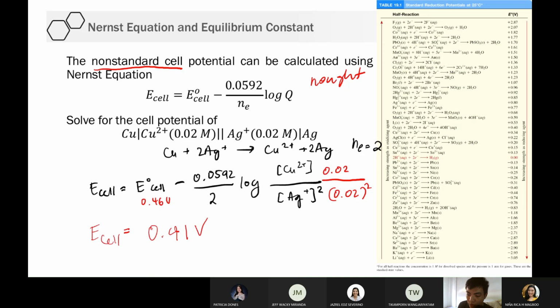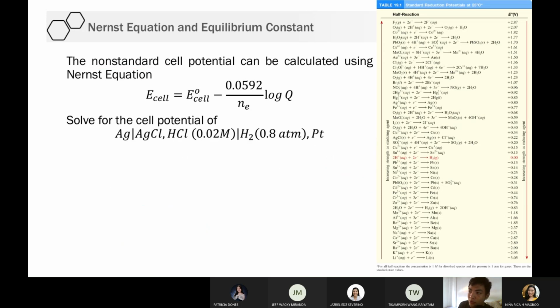For you to practice, I want you to work on this. The reaction on the left side is written as this one. So this is the anode reaction.